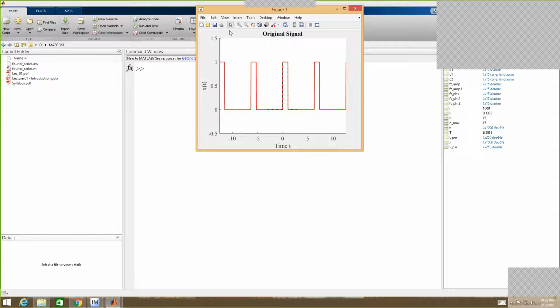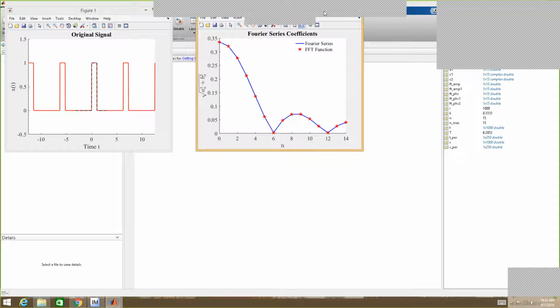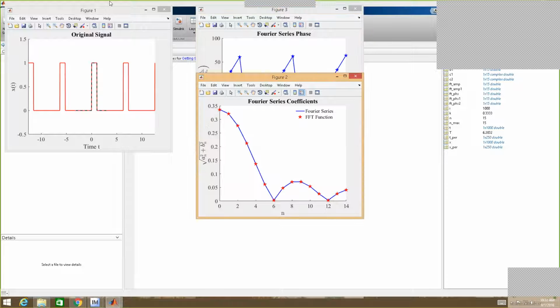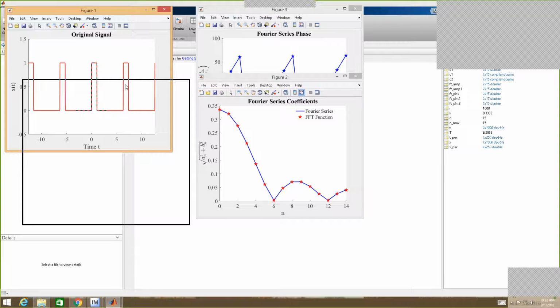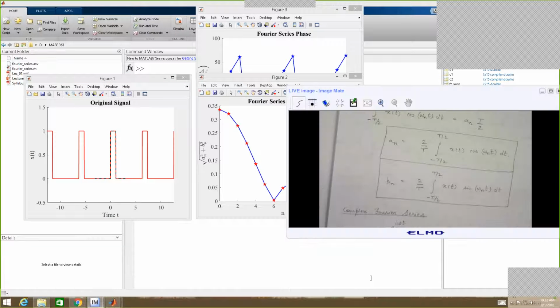So this was our original time series. Let's put it here. And this is our calculated Fourier coefficients. And if you go back to the book and see, that's exactly the plot which we have got on that page.